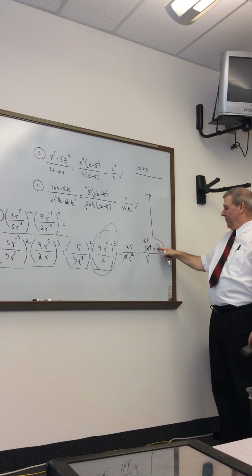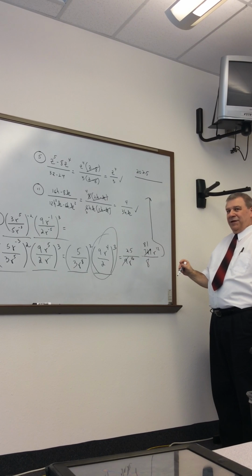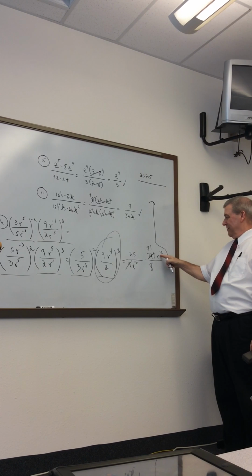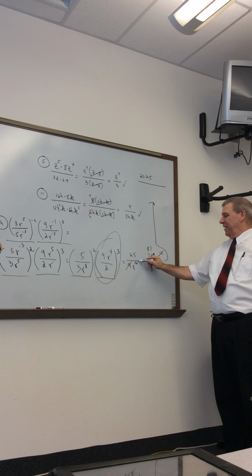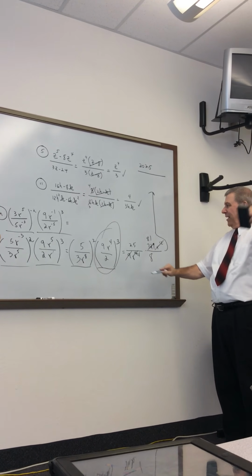Here's the r to the 12th, and here's the r to the 16th. What can you do there? Ethan? You can cancel the 12 out. R to the 12th goes into r to the 16th and leaves r to the 4th. That's right.